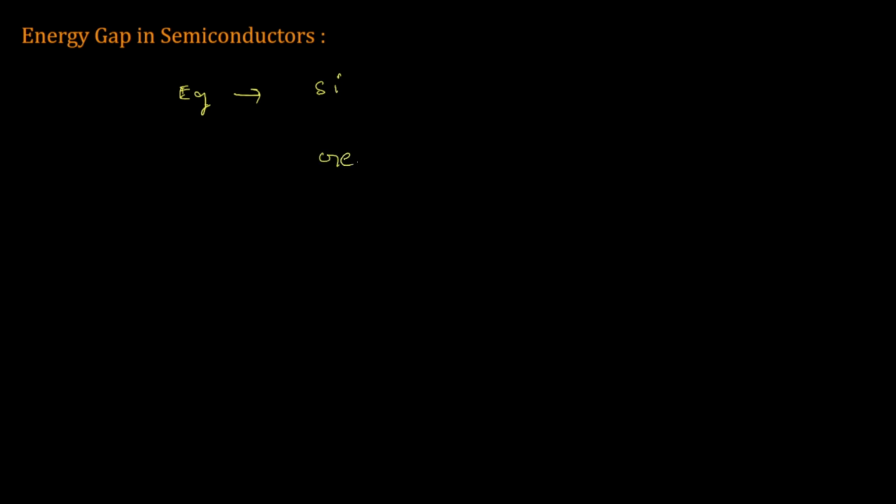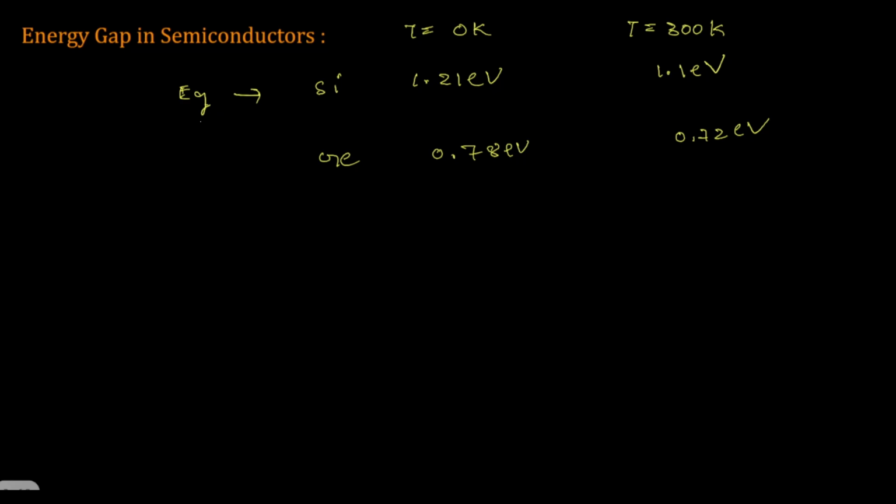Silicon and germanium, and we will take at T equal to 0 Kelvin and at T equal to 300 Kelvin. Here the value of the energy gap for silicon is 1.21 electron volt at T equal to 0, and at T equal to 300 it is 1.1 electron volt. For germanium it is 0.78, and here it is 0.72. So these are the energy gaps for these different types of semiconductors.